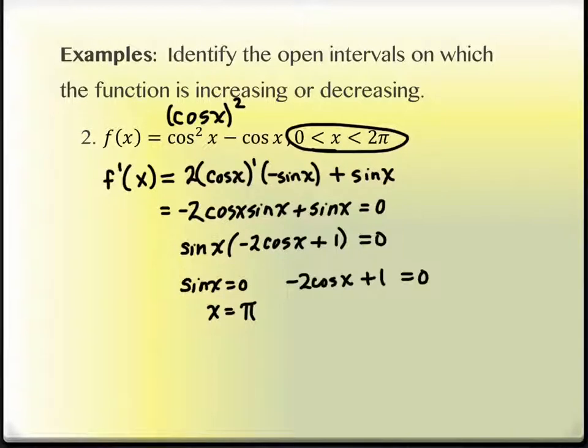But negative 2 cosine plus 1 equals 0, that actually requires you to remember some trig values from a unit circle kind of stuff. So if I solve this, I have negative 2 cosine of x equals negative 1, and I have cosine of x equals 1/2, right?